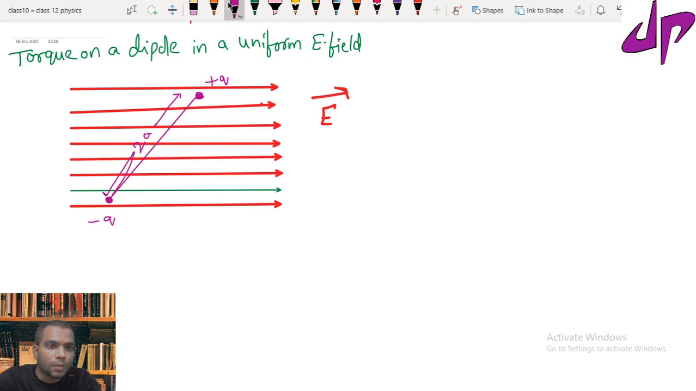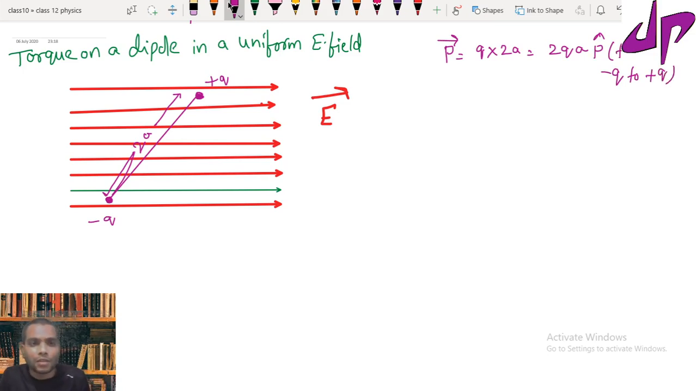So this is the dipole length. Now we know that the dipole moment P is equal to the product of the charge times the dipole length 2a, equal to 2qa. The dipole moment has a direction, along the P cap, so you can write it from minus q to plus q. That is the direction of the dipole moment.